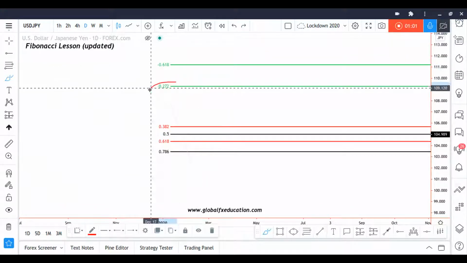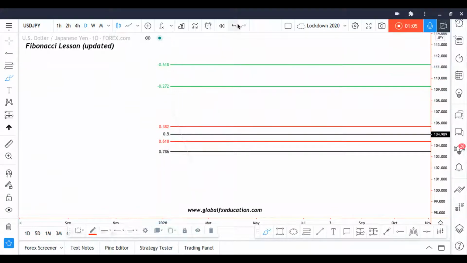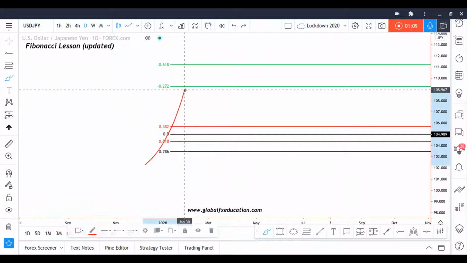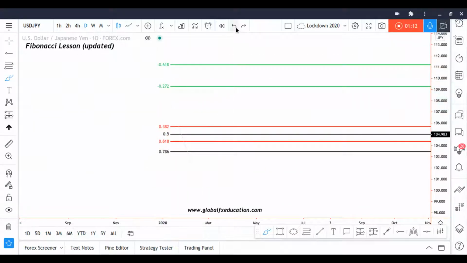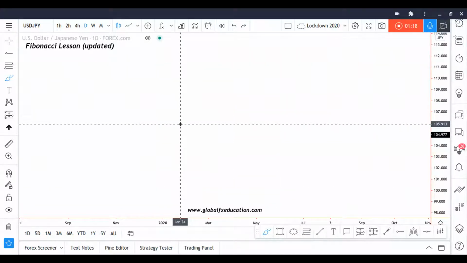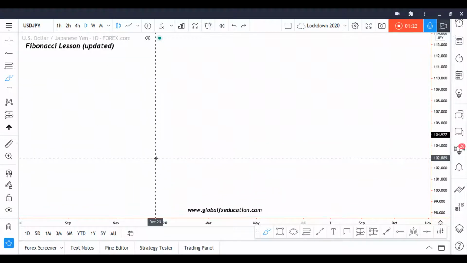On the upper side we have TP1 and TP2. Now the TP1 is 0.272 and the TP2 is 0.618. So these are the two TPs that you will use for a buy opportunity, and very easy. Now that you know the Fibonacci levels, let's look at a quick example on how to set the Fibonacci and where exactly to wait with the Fibonacci.